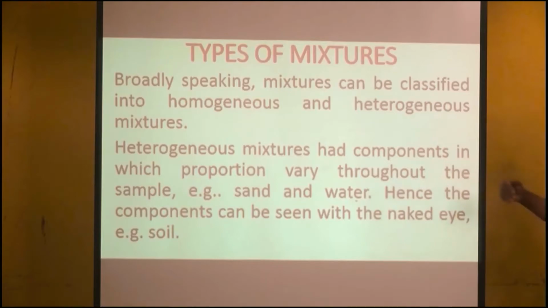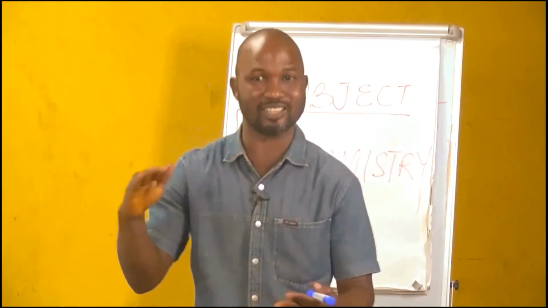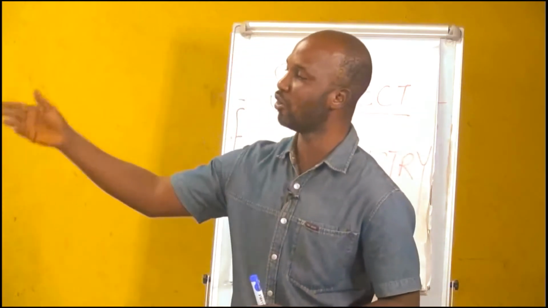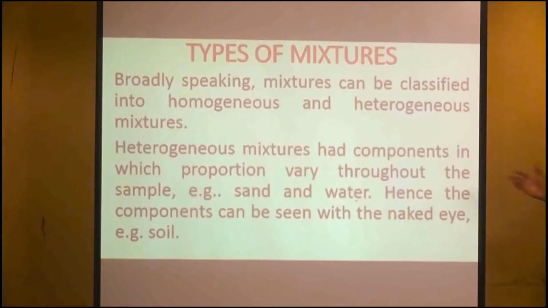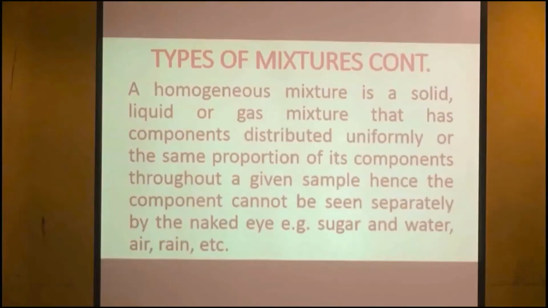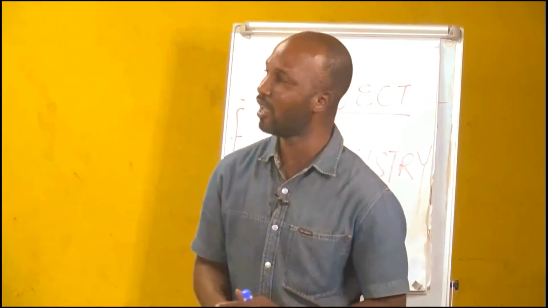Example, sand and stone. If I put sand and stone in a container, you will see distinctly the stone and the sand. So it means that it's a heterogeneous mixture. Hence, the eye can separate the two or more components that are in the mixture. Another example is your soil. In your soil, you have your topsoil layer, which is the humus, and so on and so forth.